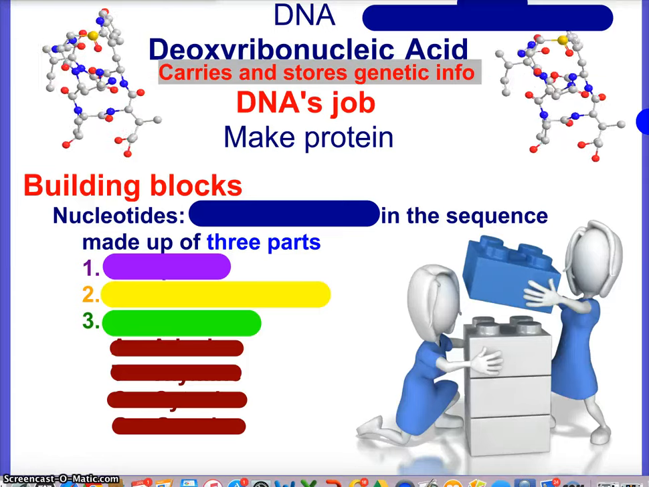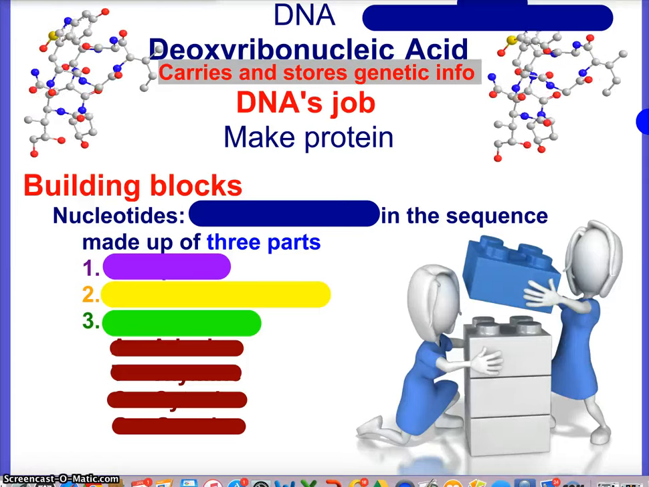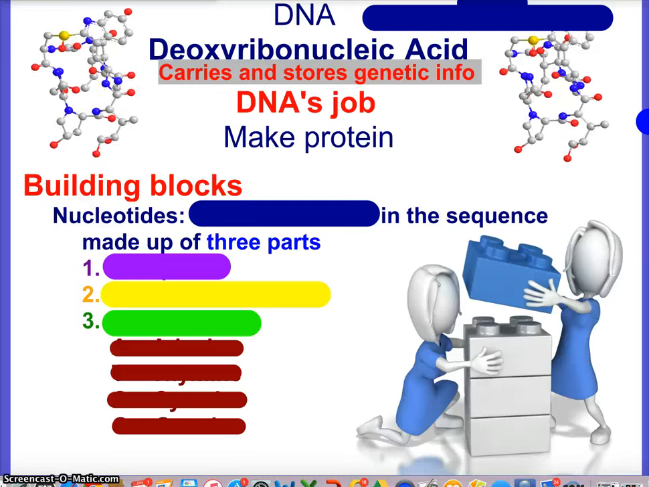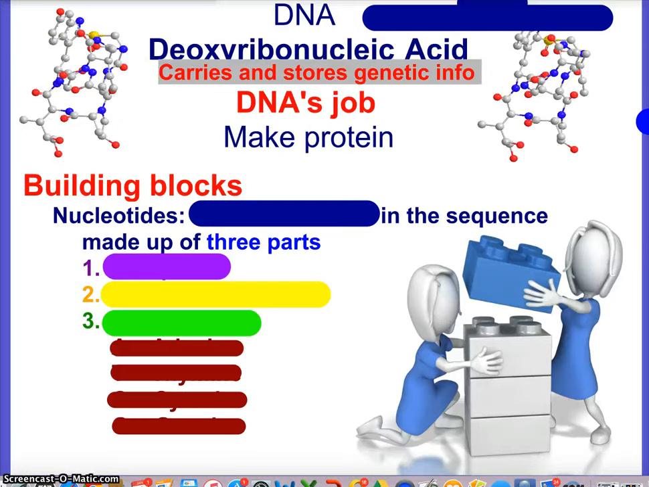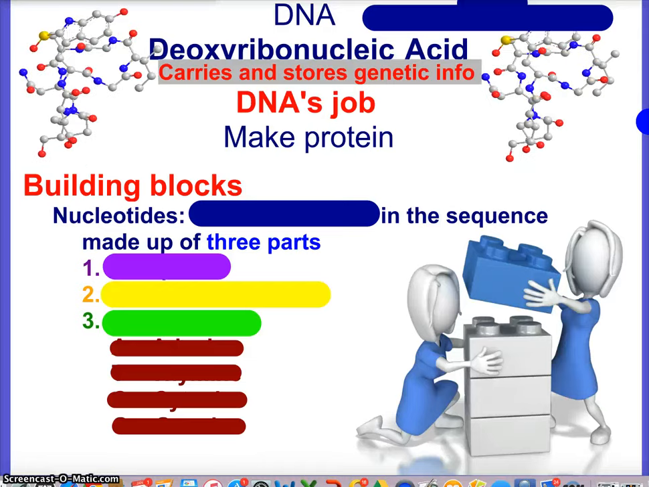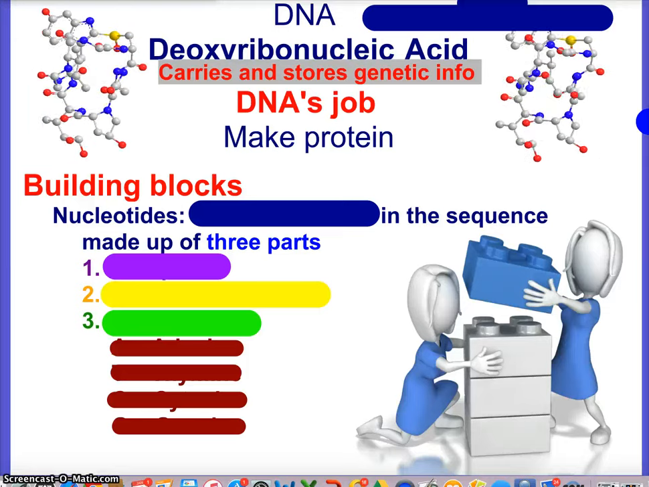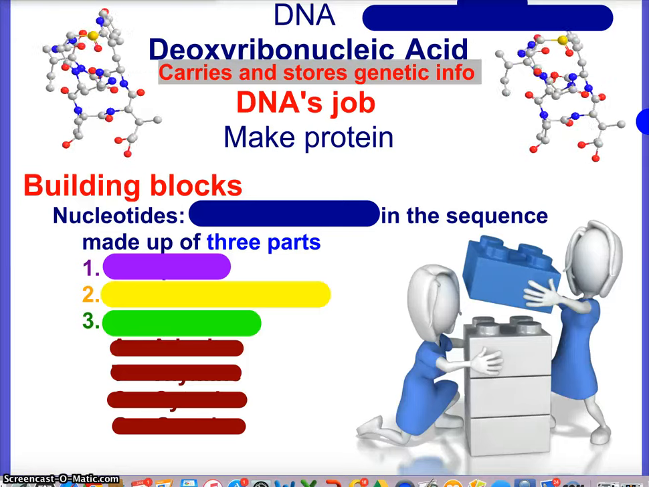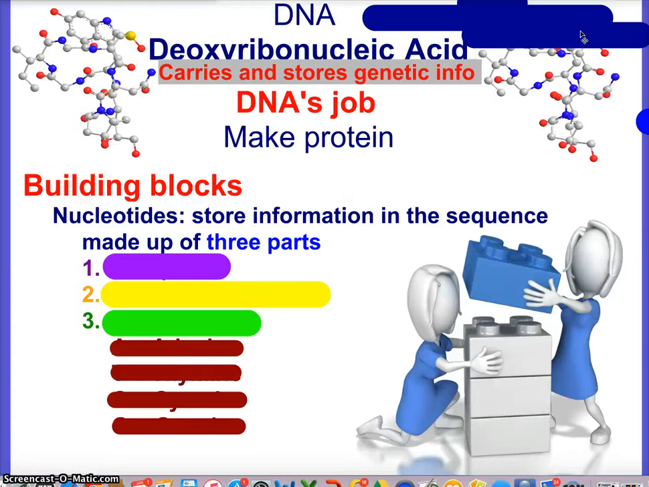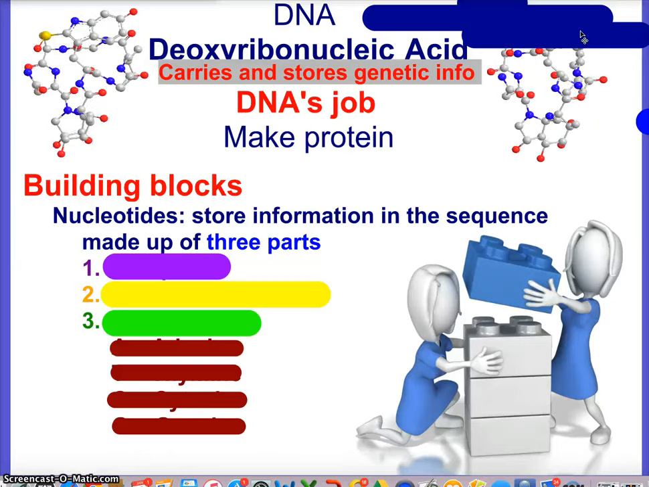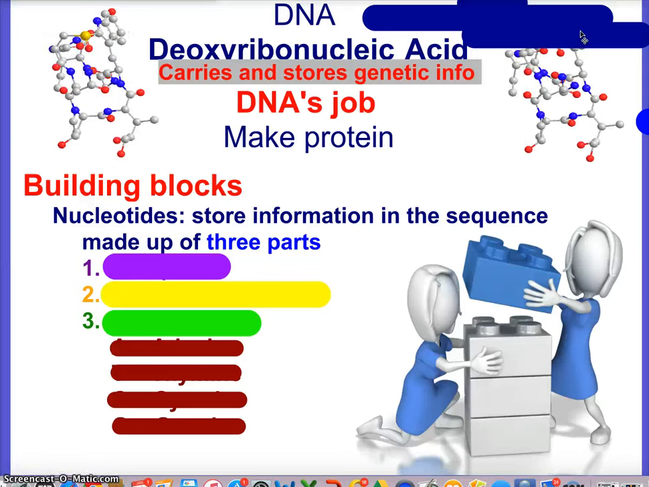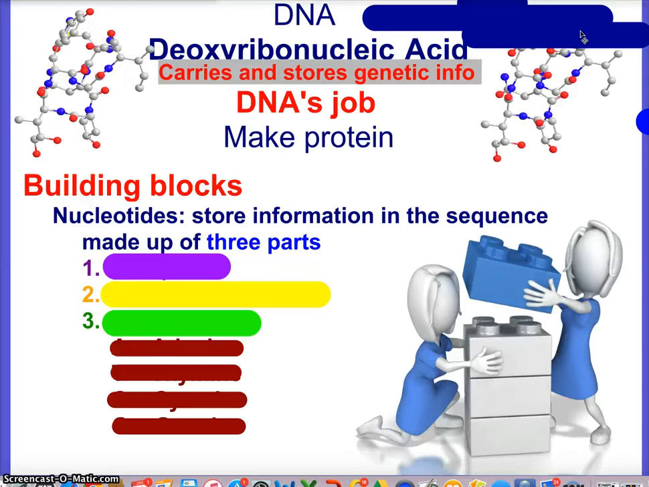So the building blocks of carbs were what? Sugar. The building blocks of lipids were? Fatty acids. And the building blocks of proteins? Now the building blocks of DNA are nucleotides, okay? Nucleotides store that information. So that little block, each part of DNA, holds an information code, okay?